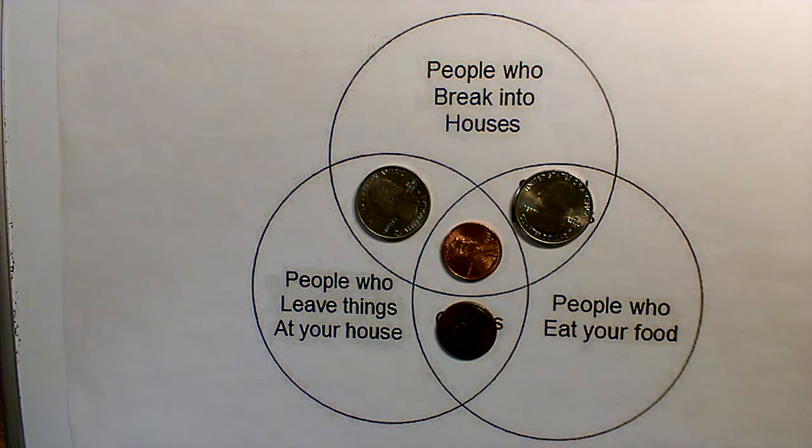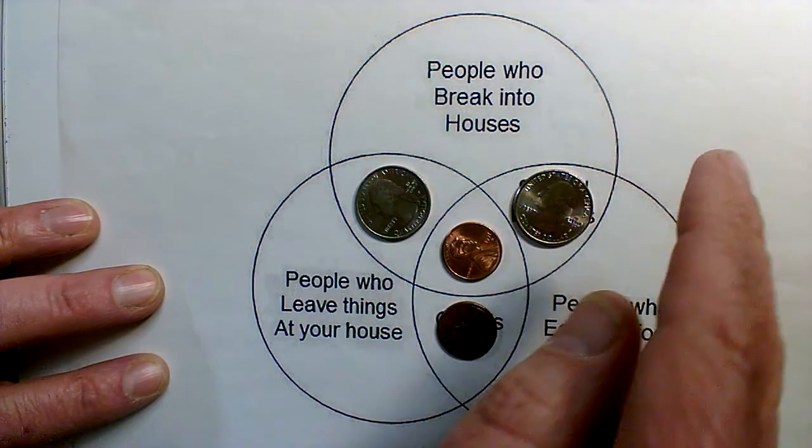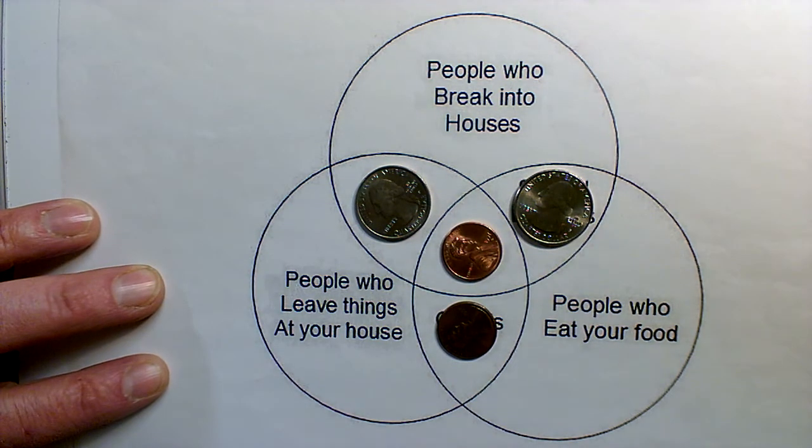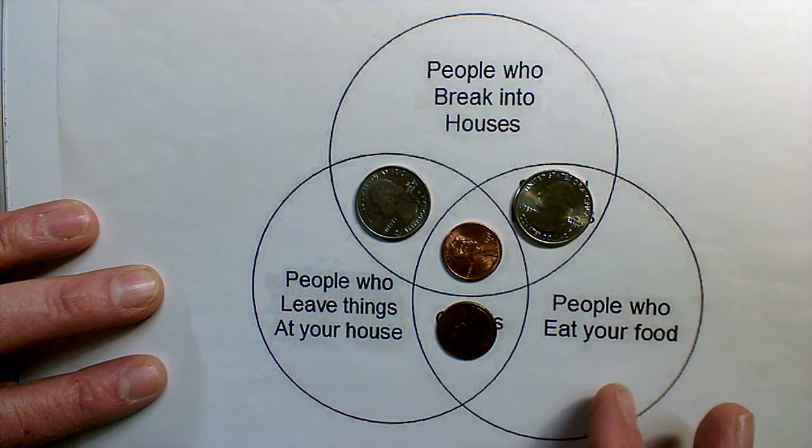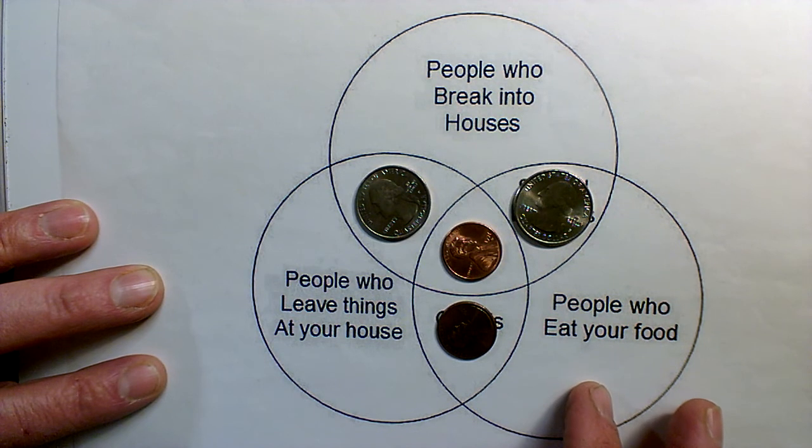Here's an example of a pretzel diagram so you can see how these Venn diagrams work when you have three sets. Here I have three sets. The circle at the top, the whole circle, represents people who break into houses. The circle over here on the left is people who leave things at your house. The circle over here at the right is people who will eat your food.